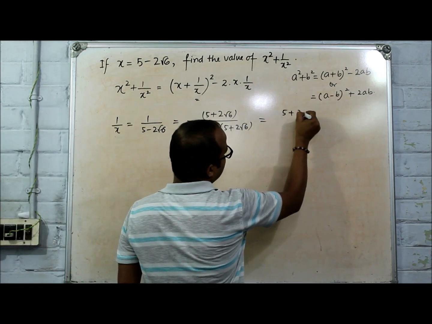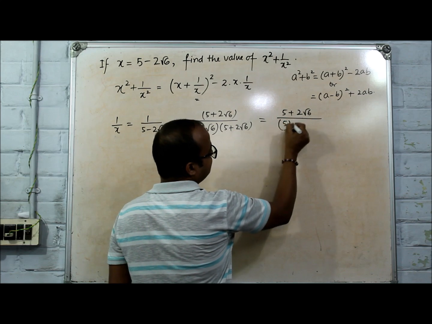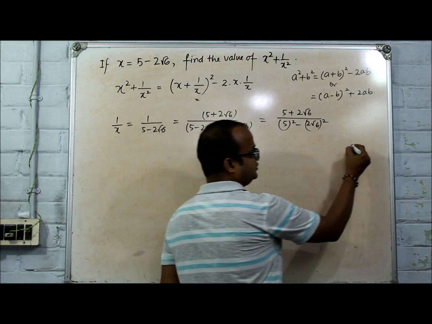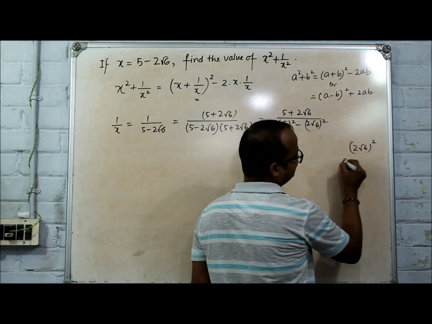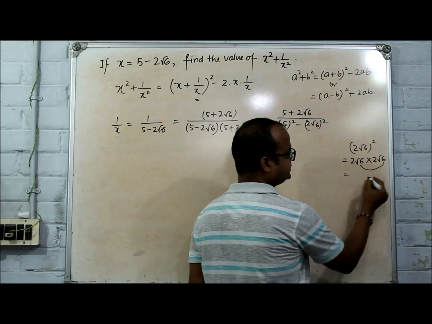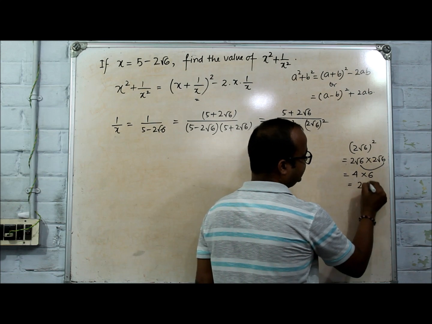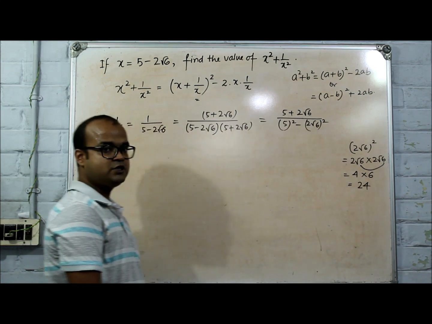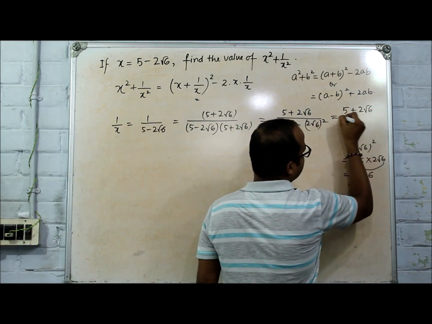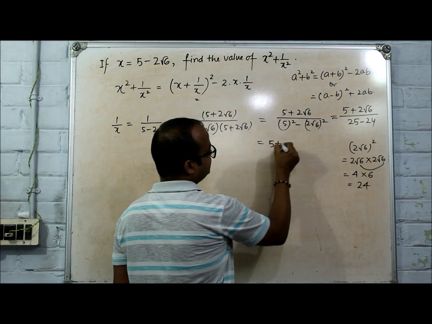So 5 plus 2 root 6 by a square minus b square, that is 5 square minus 2 root 6 square. 2 root 6 square is equal to 2 root 6 into 2 root 6. Root 6 into root 6 is equal to 6, 2 into 2 is 4, that is equal to 24. So 25 minus 24 is equal to 1. So this is equal to 5 plus 2 root 6.